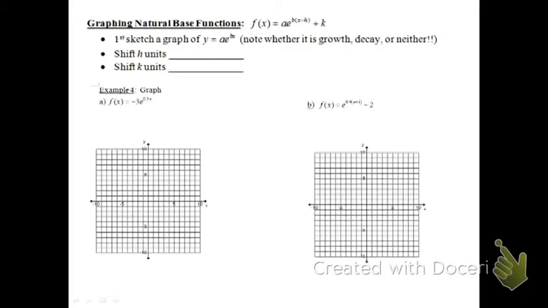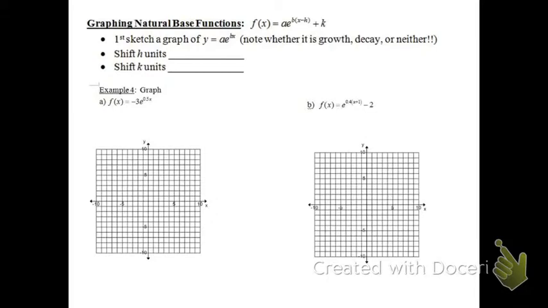Alright, let's graph. So let's graph now with the natural base function. If we graph with our natural base function, we have the following generic function: A times e, our base, right? That's the natural base raised to the b times x minus h power plus k.